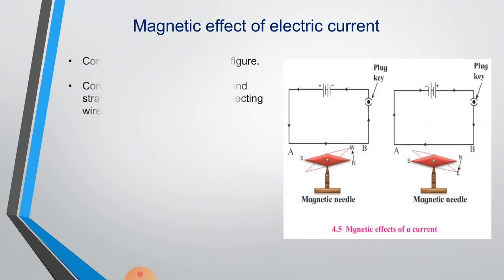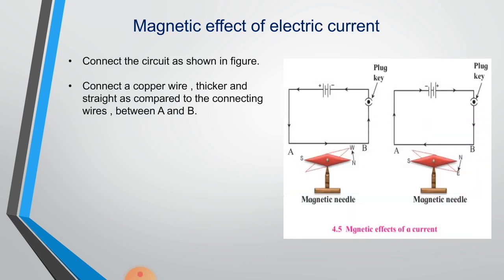Okay, so here there is one activity which is given, which we have to perform in our lab, but now I'm going to give you some basics about this activity. Here we have to connect the circuit as shown in the figure. Here is the positive terminal, the negative terminal, and this is the plug key. The direction of current you can see is from the positive terminal to the negative terminal.